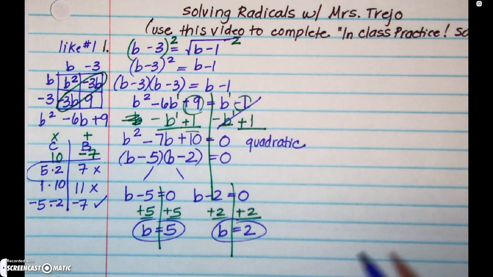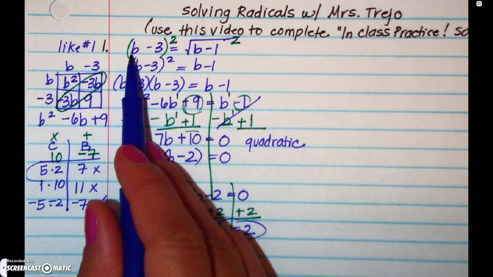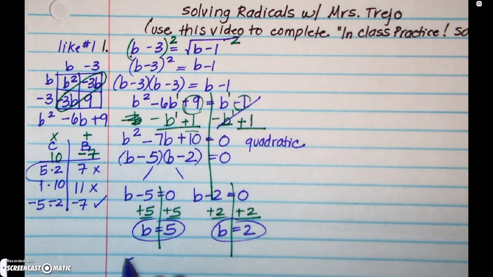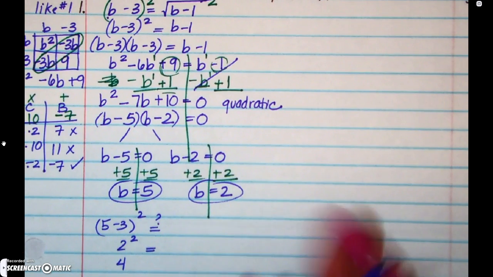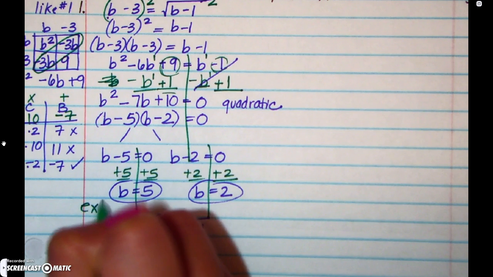How do we check if they're real or extraneous? Well, you have to substitute 5 back into your b. So what's 5 minus 3? 5 minus 3 is 2. And what's 2 squared? 4. And the question is, is that equal to the right side? The right side is the square root of b minus 1. 5 minus 1 is 4. The square root of 4 is 2. Are they equal to each other? No. So that means that b minus 5 is extraneous.